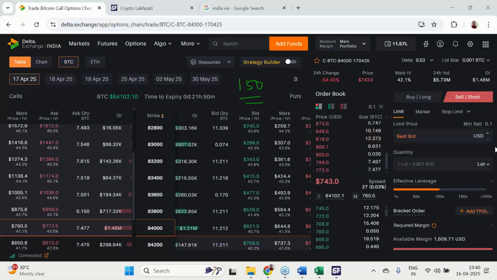Can anyone tell me? 150 IV of options on the day of expiry or one day before the expiry. Weekly options, you will get 150, 100. What does it mean? IV is 150 means?